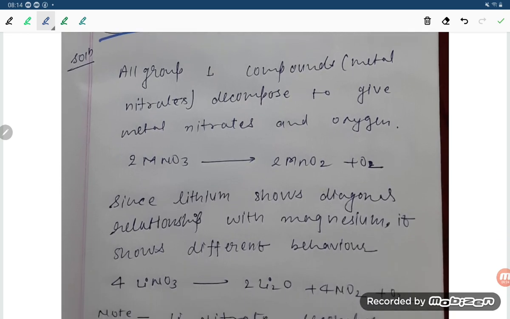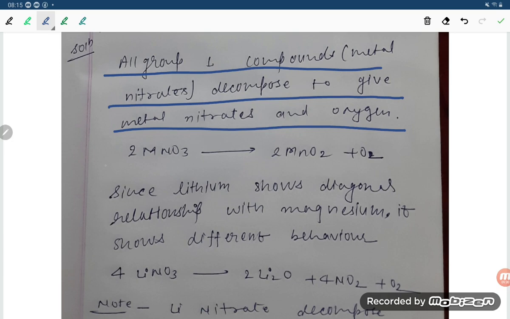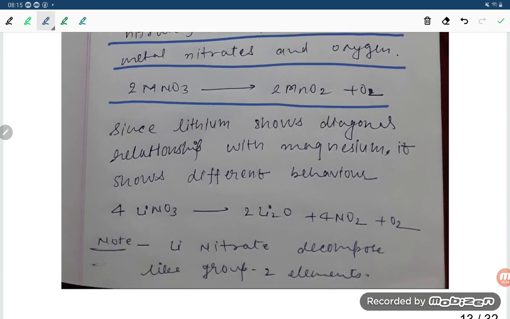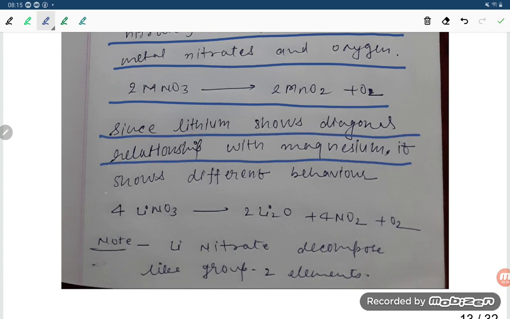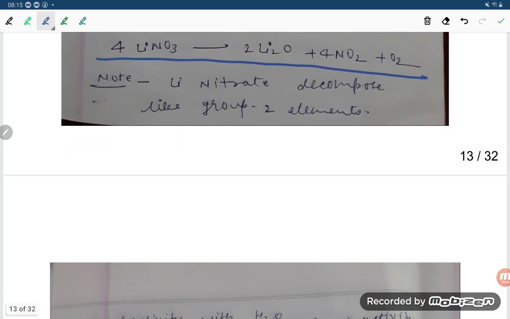Lithium. All group 1 metal nitrates decompose to give metal nitrites and oxygen: 2MNO3 gives 2MNO2 plus O2. Since lithium shows a diagonal relationship with magnesium, it shows different behavior. So 4LiNO3 gives 2Li2O plus 4NO2 plus O2.